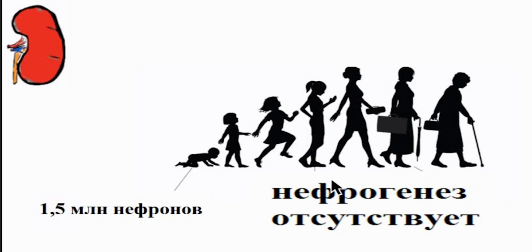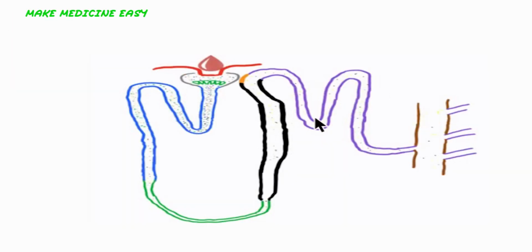So the baby is born with 1.5 million nephrons, and through the life we just lose the nephrons and the nephrogenesis is absent. So this is the structure of the nephron, which is the functional part of kidneys. So there are three major physiological processes in the kidneys: the filtration, the reabsorption, and secretion.